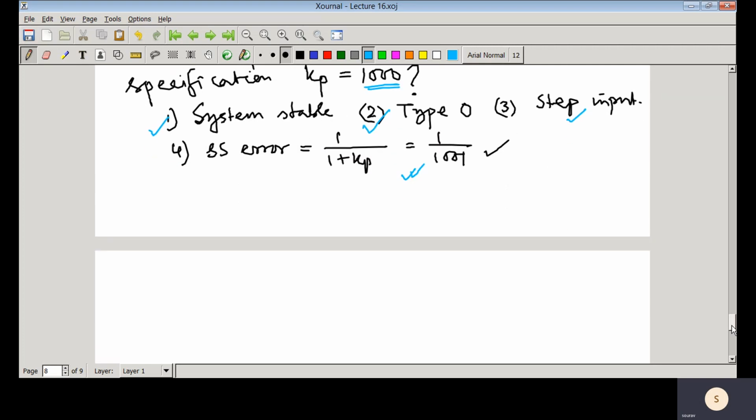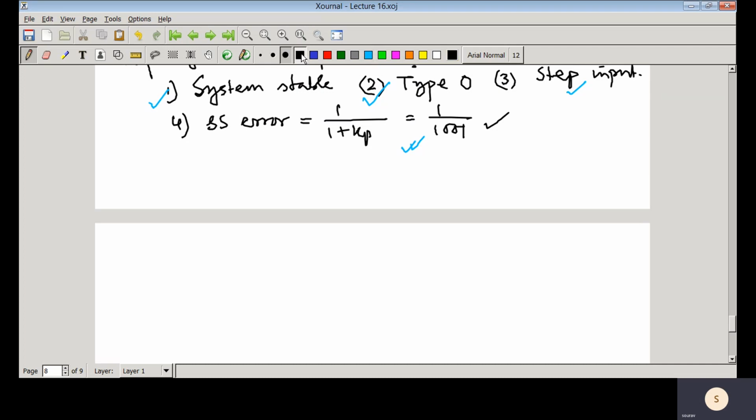So now this is the last one, that is, what happens. So far we have discussed steady state error with unity feedback. Now what happens if it is non-unity feedback? Steady state error for non-unity feedback.